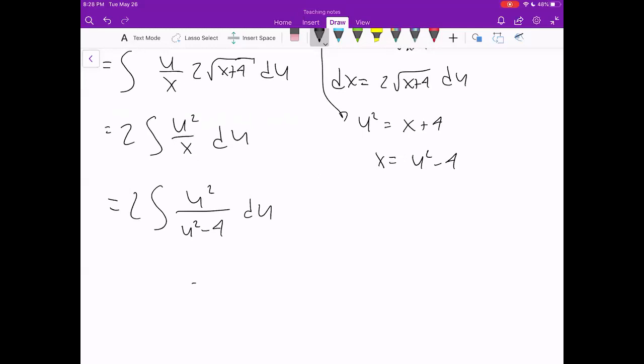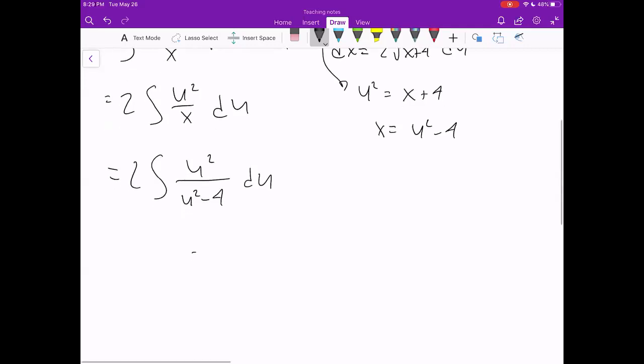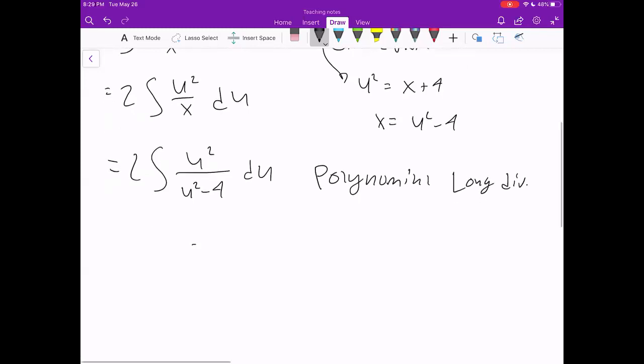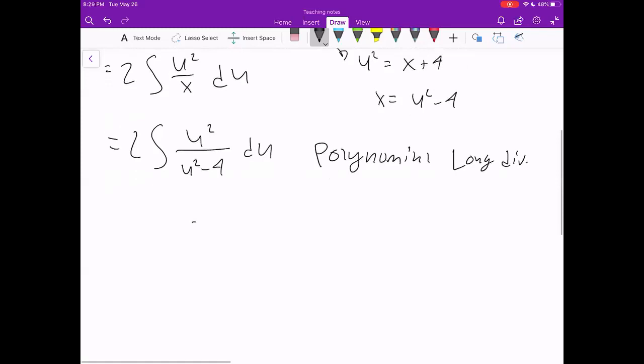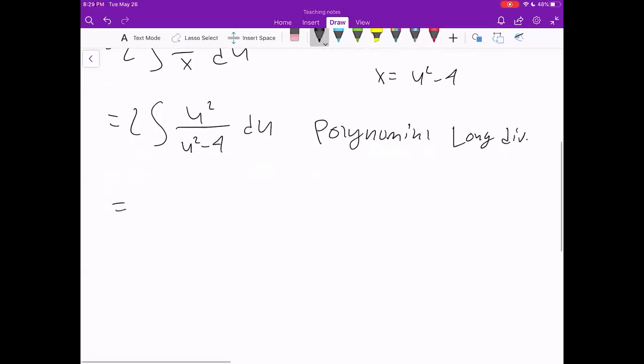But the problem is, if you look at the power of the numerator and the power of the denominator, they're equal here. So I need the power of the numerator to be less than the power of the denominator. If you want, you can use polynomial long division. I'm going to use a trick here that makes it easier though. Polynomial long division probably isn't too bad, but I'm kind of lazy with math.